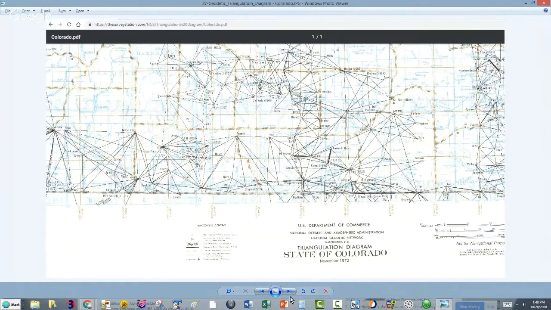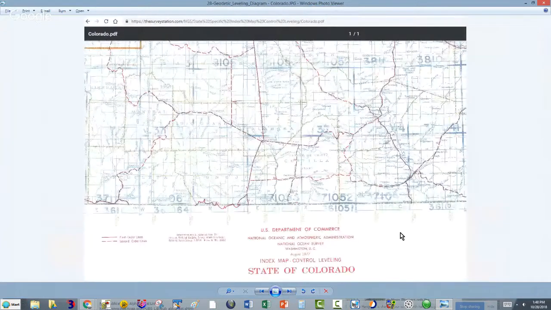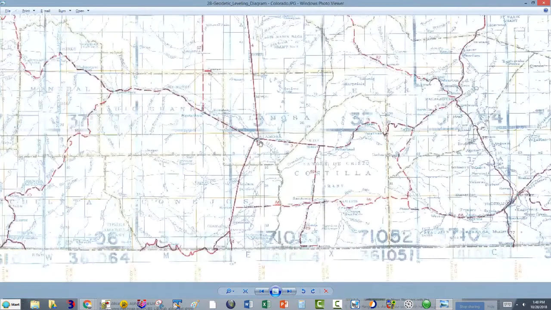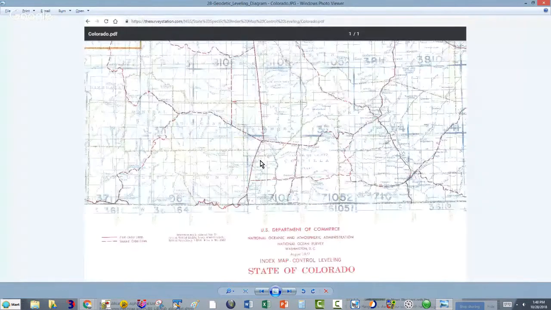And let's not forget about the leveling. I kind of focus on the horizontal mostly, the old triangulation, but there was a lot of leveling done, and leveling is a slow and tedious process to accomplish. So you're seeing all the lines of leveling that were run over a long period of time in Colorado. You can get one of these for every state.